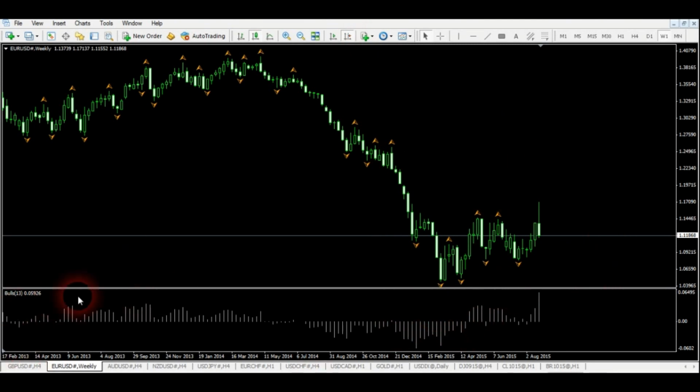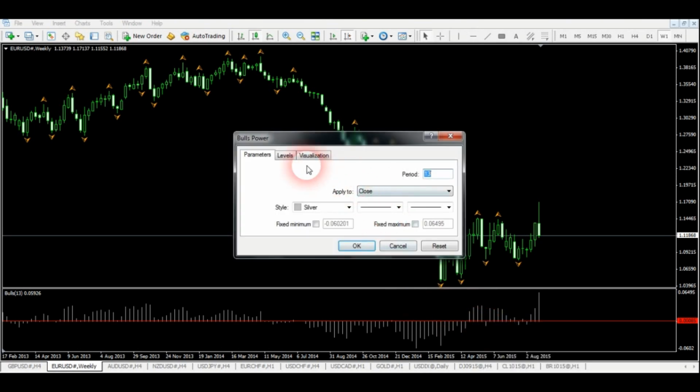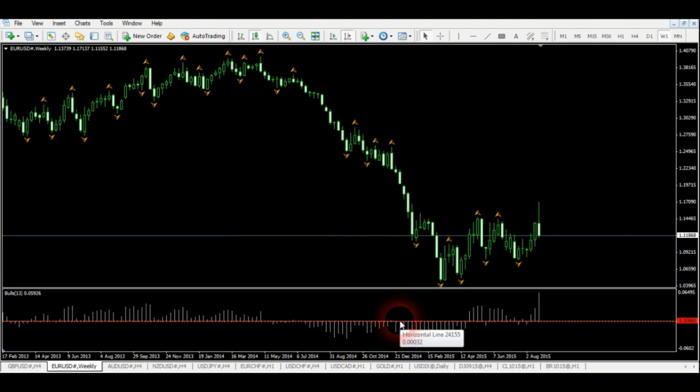When I choose this bull's power, at the bottom of my chart is my bull's power indicator. There are some rules about it. Let me choose a line. I will erase these lines.